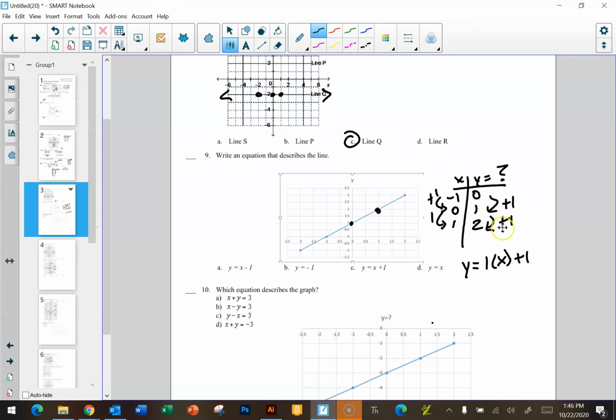Now let's check it with the other ones. Let's check with the very top one. X equals -1, so it'll be 1 times -1. That's -1, plus 1 equals 0, and that lines up with what we've got in y, so that's good. And let's check this one too. If x is 1, y equals 1 times 1, which is 1, plus 1 is 2, and that checks out as well. So we're just going to rewrite this. Anytime you have 1x or 1n, or 1 times a variable, it's just x, or n or whatever. You don't write the 1 times part. So our equation for this one is y equals x plus 1, which is C.